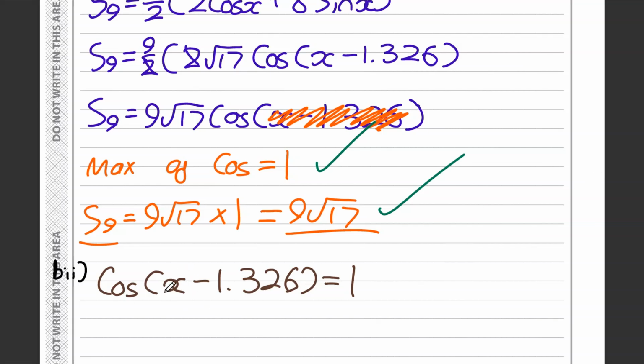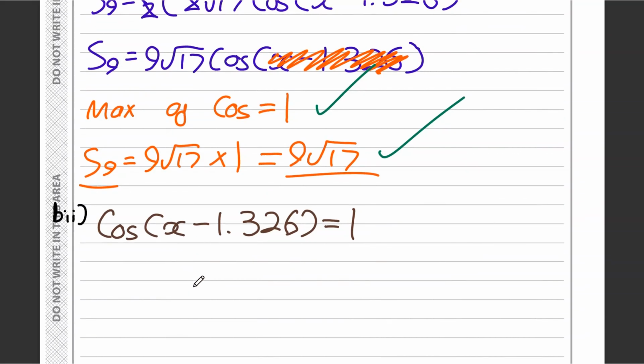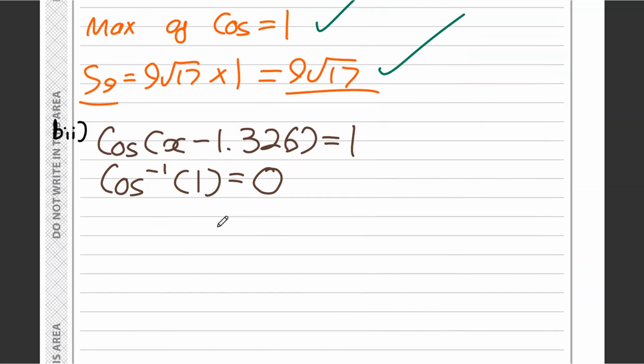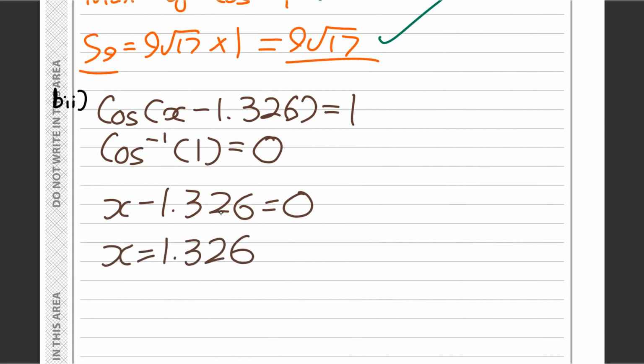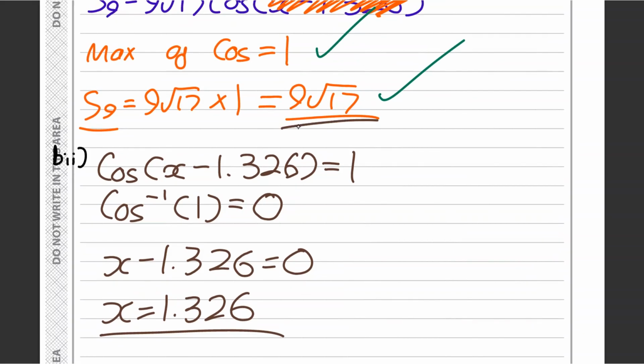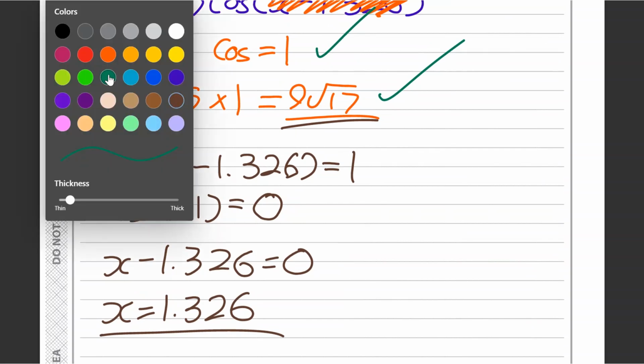So essentially we need to find the smallest positive value of x for which this occurs. Well, if you take the inverse cos of 1, this is obviously equal to 0, because cos 0 is equal to 1. So we can say that x minus 1.326 is equal to 0. Move this minus 1.326 onto the other side to get that x is equal to 1.326, and this is going to be the smallest positive value of x for which this cos is equal to 1, and therefore for which this maximum, 9 root 17, occurs, and this will get you the mark.